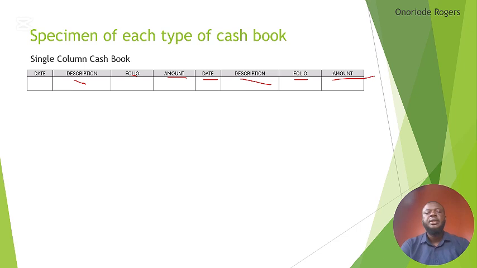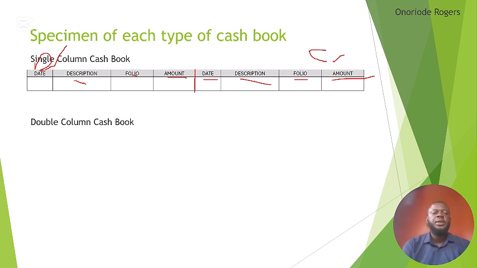Then there is a line that divides it into half. We have the same thing on the debit side, which is this side. This is the debit side, and this one is the credit side, like we knew before. On both the credit and debit sides, we have the same information: date, description, folio, amount.